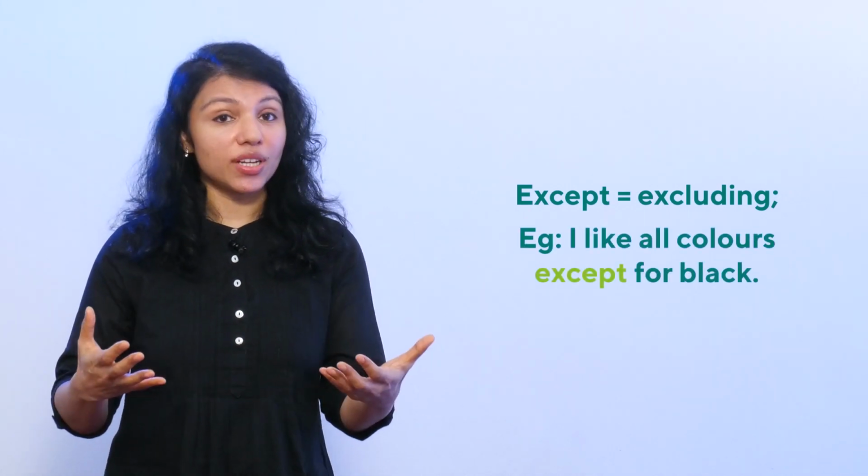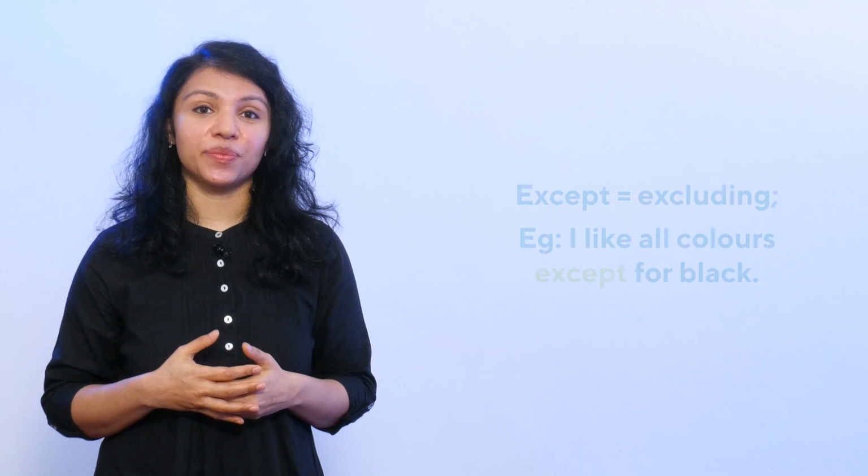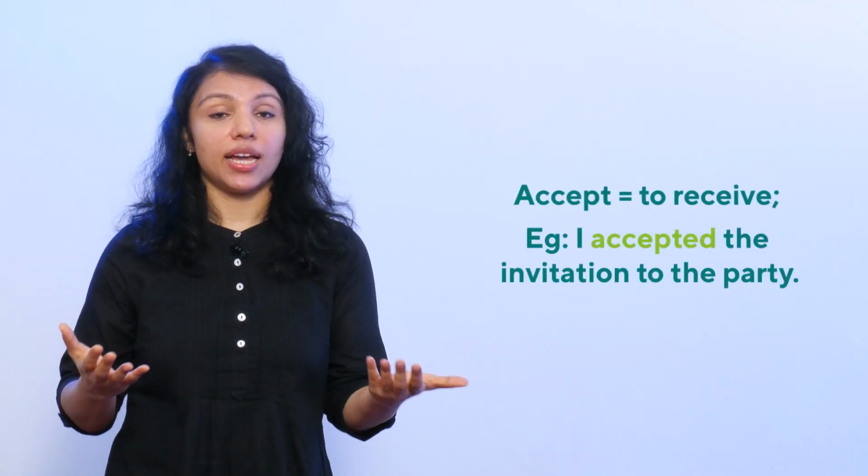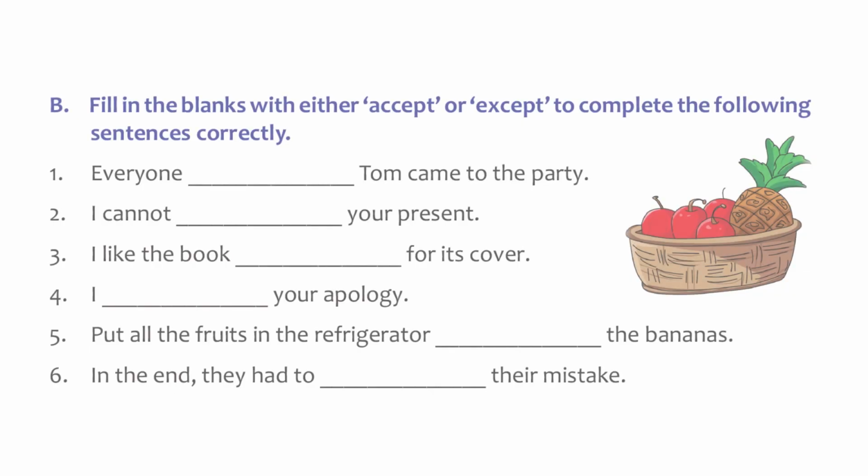Moving on, the next exercise is about another pair of words. These are not homophones, but sometimes we mix up these words. These are accept and except. Except as in excluding. Example, I like all colors except for black. Accept as in to receive. I accepted an invitation to the party. Now, if you remember the meanings of these words, you would be able to solve this exercise, and I'll give you the first example.